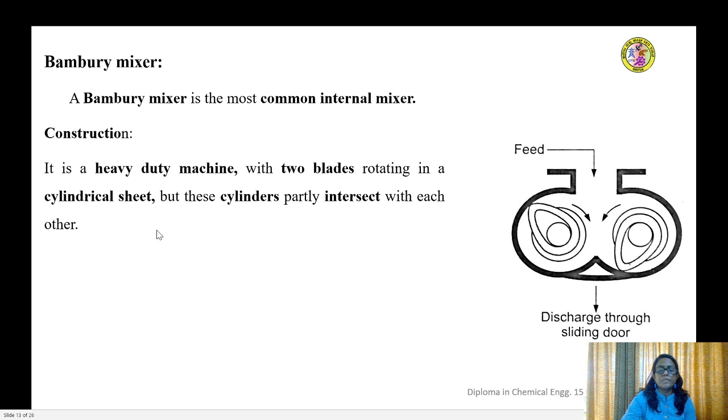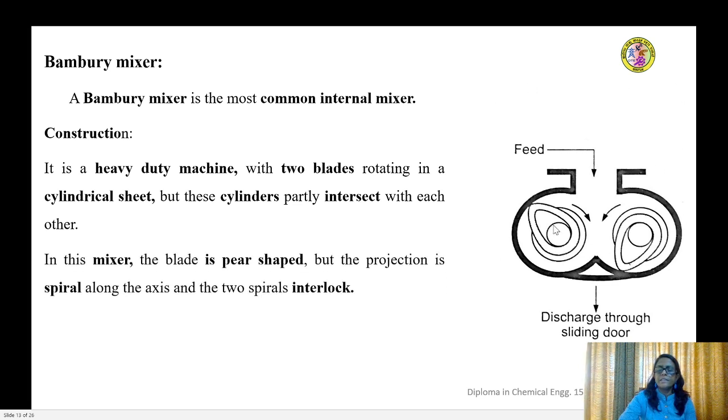So it's a heavy duty machine with two blades rotating in a cylindrical sheet, but these cylinders partly intersect each other to form a chamber like this. Okay, so this is one cylindrical sheet and this is the other one. Inside that you can see each compartment that is created by the intersection of the two cylindrical sheets is having one blade each.